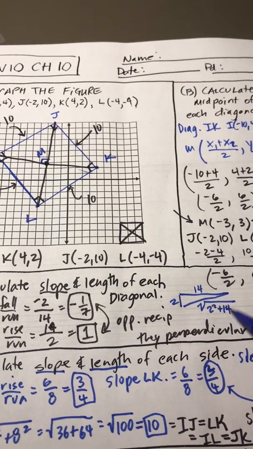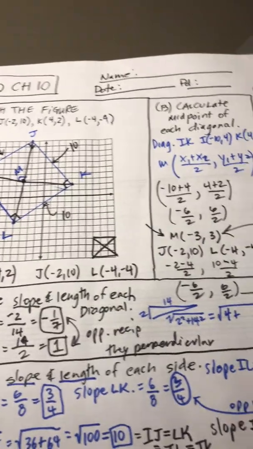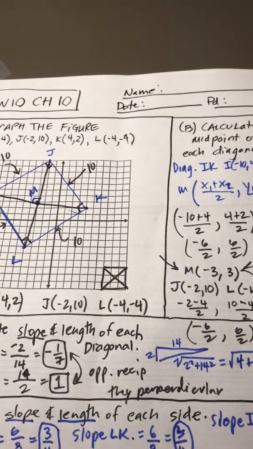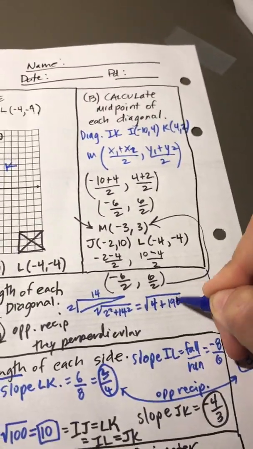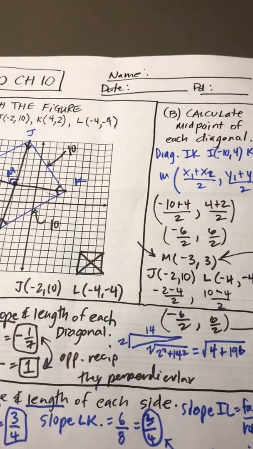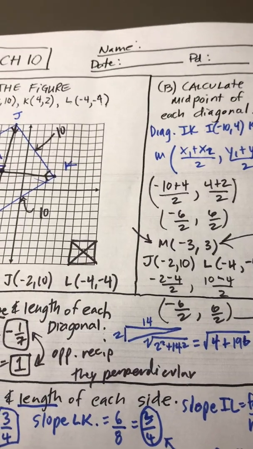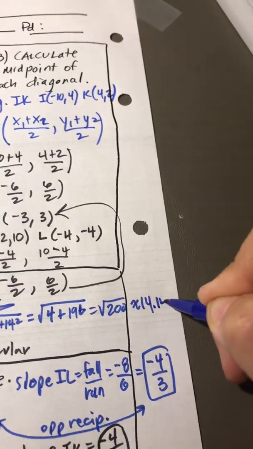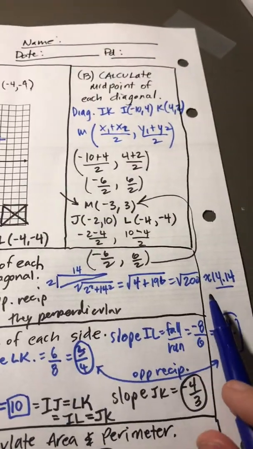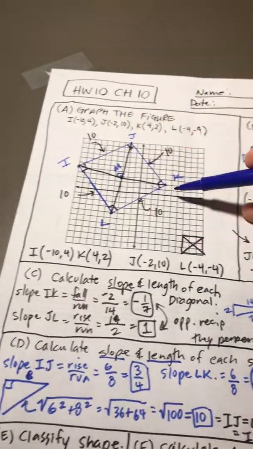The length of the hypotenuse would be 2 squared plus 14 squared. So that would be the square root of 4 plus 196. And when we add 196 to 4, we get the square root of 200. And that's about 14.14. So that sounds about right. If you don't have a calculator, just leave it as the square root of 200. So that's the length of this one.